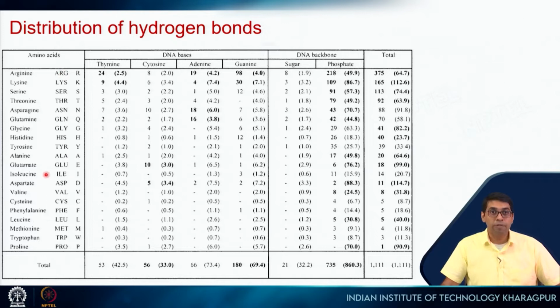Similarly, if we look at glutamine, you can see that glutamine forms hydrogen bonds very efficiently with adenine. Glutamine and asparagine both, the side chains are very similar, only the distance varies. So glutamine and asparagine both form nice hydrogen bonds with adenine, right?